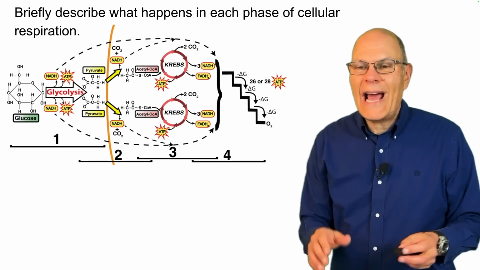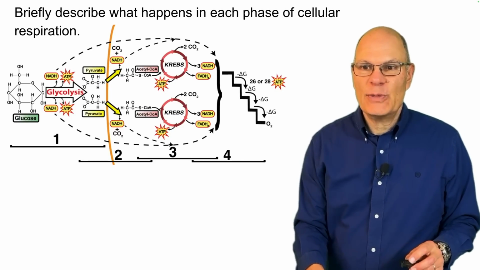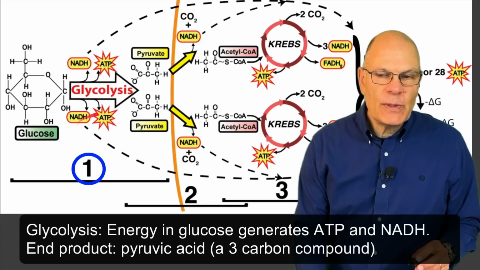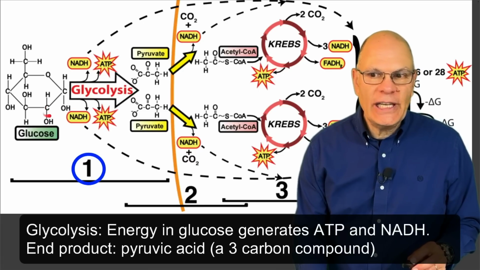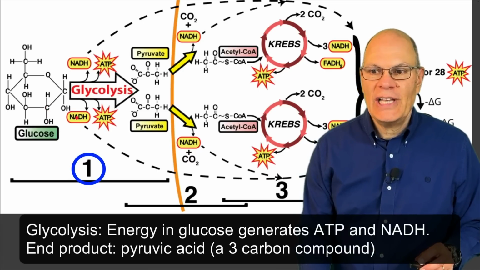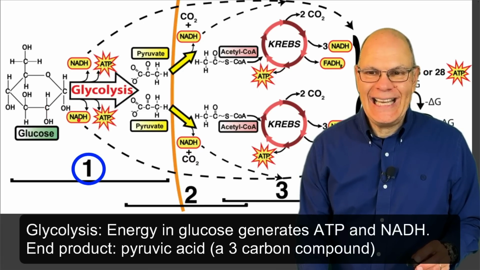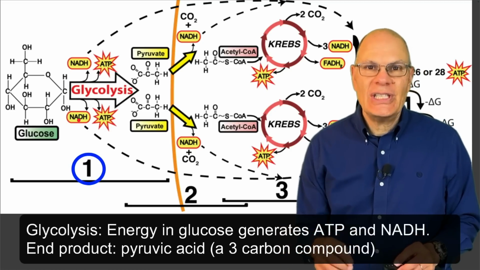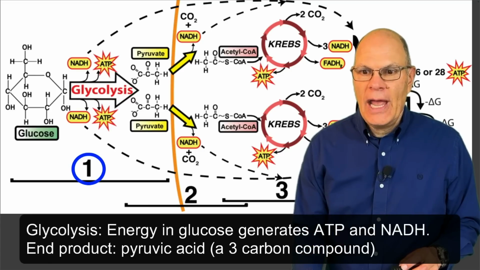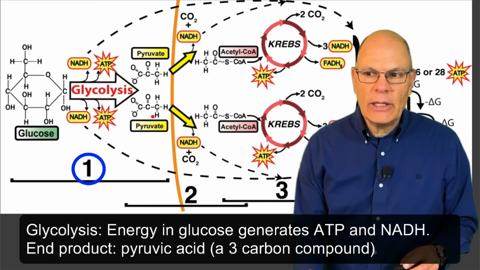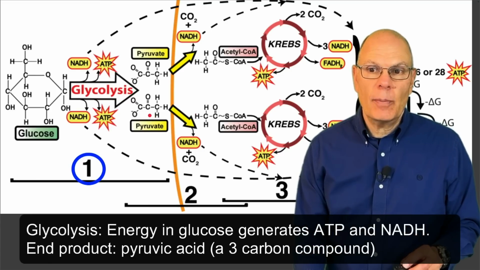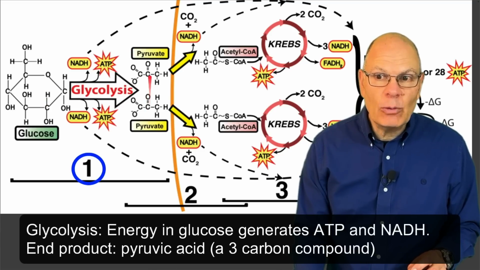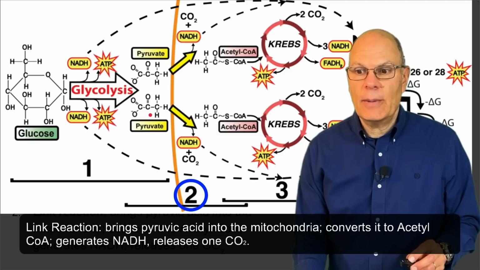Briefly describe what happens in each phase of cellular respiration. Here we've got the whole process. Let's break it down. The process begins with glycolysis, so energy in glucose generates ATP and NADH. NADH, like NADPH that we met in photosynthesis, is an electron carrier. And the end product is a 3-carbon molecule called pyruvic acid or pyruvate. One glucose, a 6-carbon molecule, becomes 2 pyruvates, which are each 3-carbon molecules.